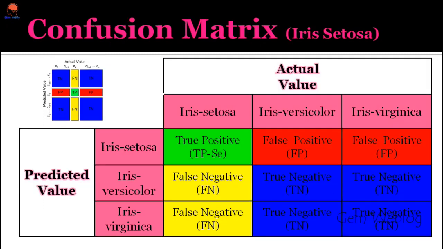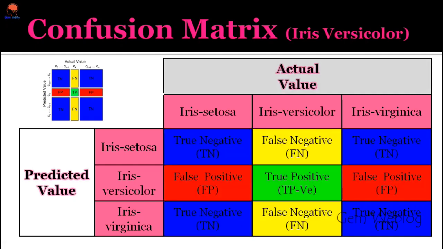Next we look into the confusion matrix of each and every class. First we will see the iris setosa confusion matrix. Here, if iris setosa is correctly classified as iris setosa, then it is true positive. Suppose some other class is classified as iris setosa, then it is false positive. If an iris setosa sample is classified as some other class, then it is false negative. Other than this, it belongs to true negative.